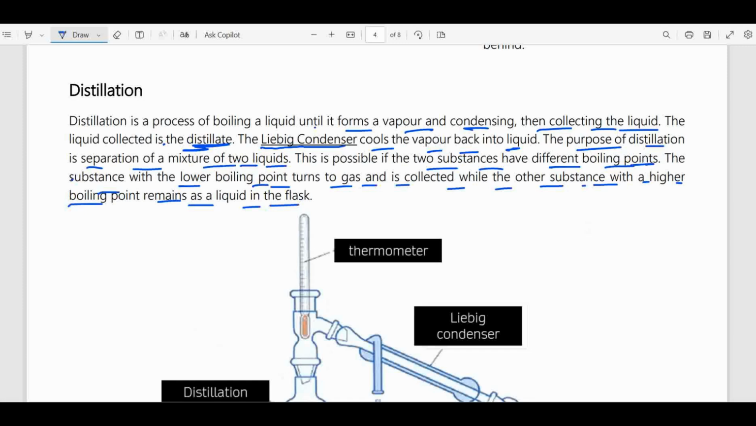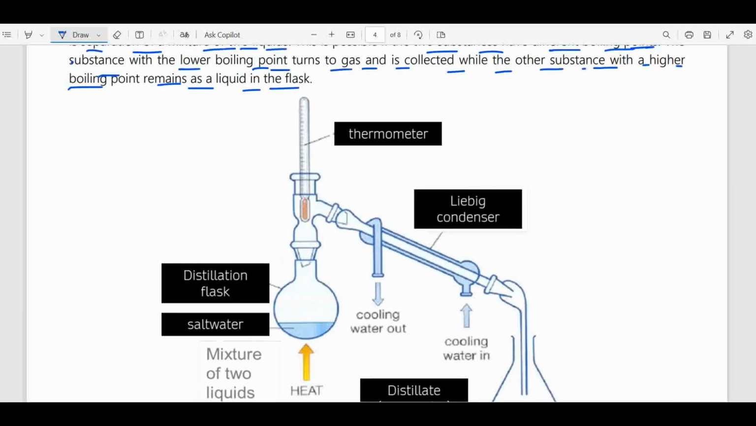So for example, you have your condenser here. This is the Liebig condenser, and it has a cooling water portion, where water that cools the condenser goes in from here, and hot water comes out from here, like vapor.